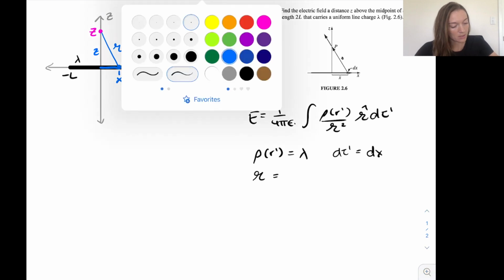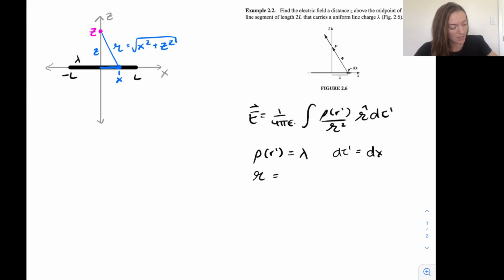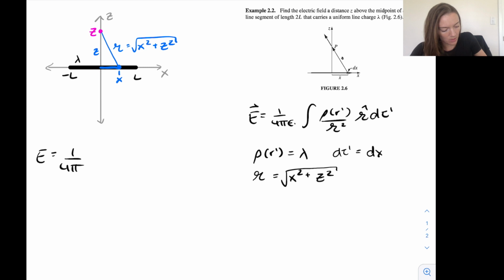So our squiggly fancy r is x squared plus z squared, where x is variable. All right, so now let's write our integral with what we have so far. So we have 1 over 4 pi epsilon naught. We're integrating from negative L to L. We have our rho is just lambda. Fancy R squared is going to be x squared plus z squared.